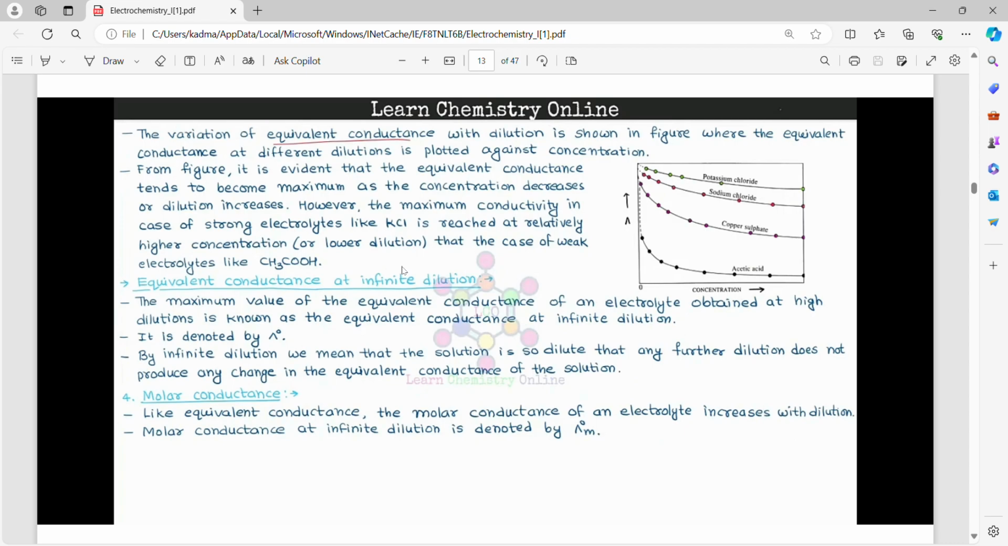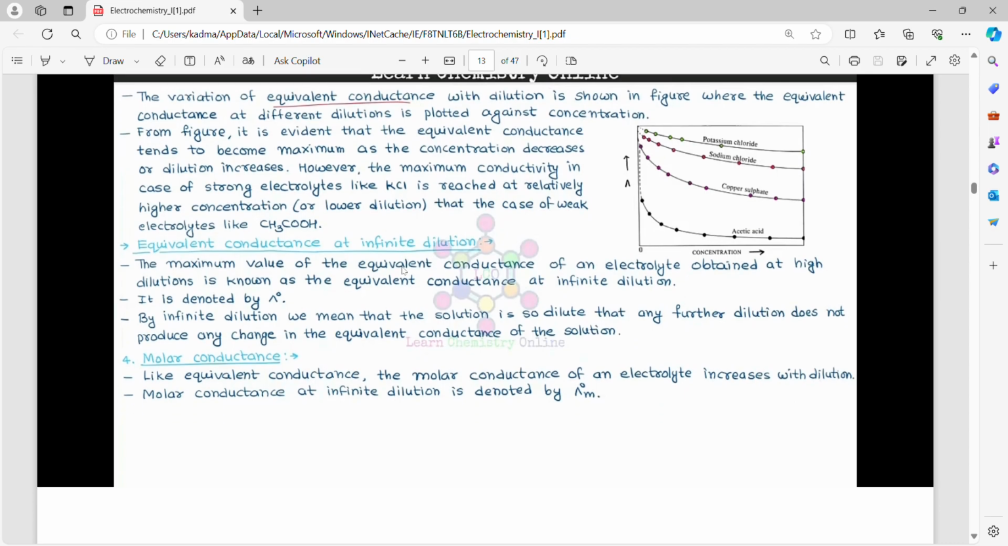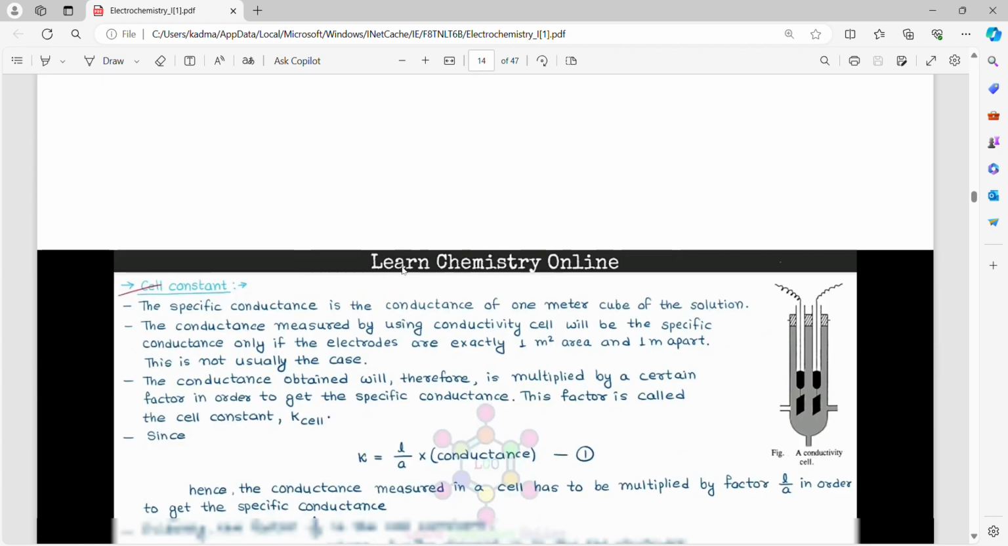Molar conductance. Like equivalent conductance, the molar conductance of an electrolyte increases with dilution. Molar conductance at infinite dilution is denoted by ΛM0.